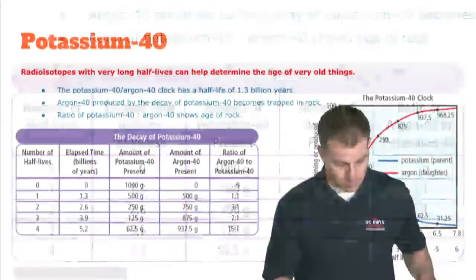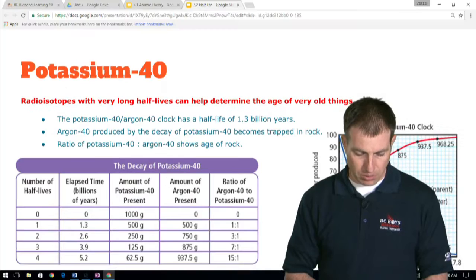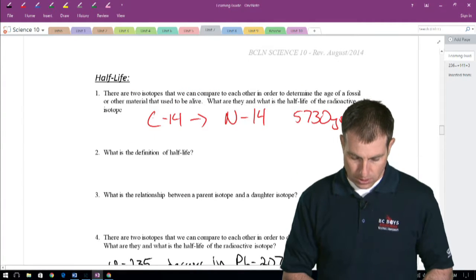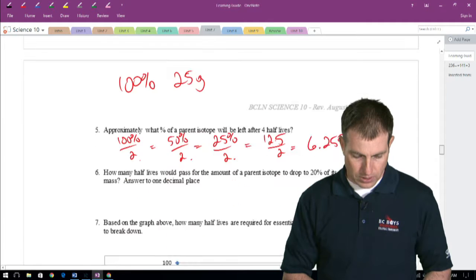What's 9? It's a number, Costin. It's a number. Learning guide number 9. That's what you're at. 5, 6, 7, 8, 9.